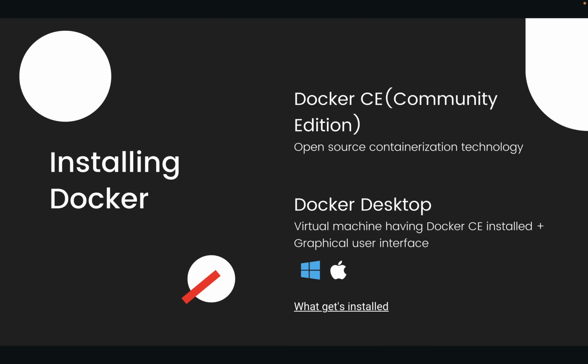For that, we need Docker Desktop, which is basically a virtual machine which is having Docker CE installed in it. So it will create a virtual machine, and inside that virtual machine it will install Linux kernel, and then it will install Docker CE on top of that Linux kernel. So whenever you run your application inside Windows or Mac OS, actually you are running your applications inside that virtual machine which is running the Linux kernel.